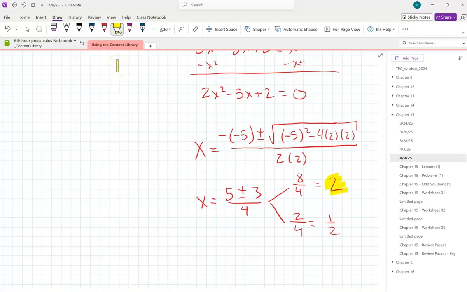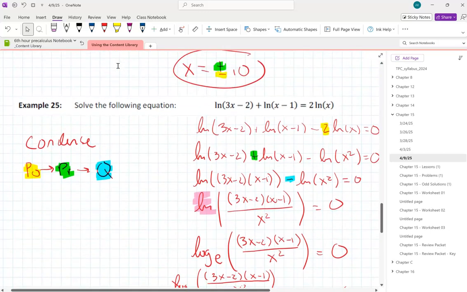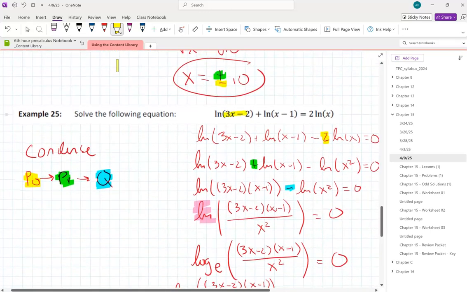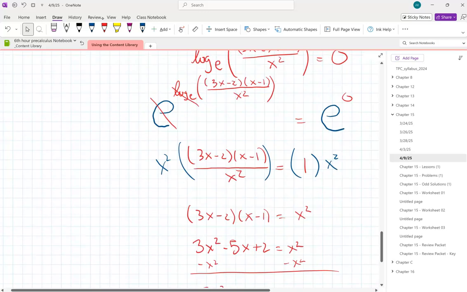So I'll take my answer of 2, go all the way to the original problem. If I plug it in, 3 times 2 minus 2, that's going to give me 6 minus 2, that's 4. That's positive, that's great. 2 minus 1, that's 1, that's positive, great. 2, that's positive, great. My solution of 2 works. I accept that answer.